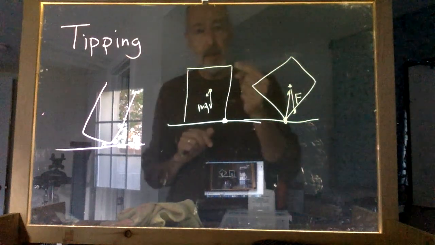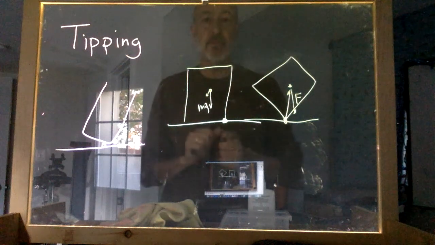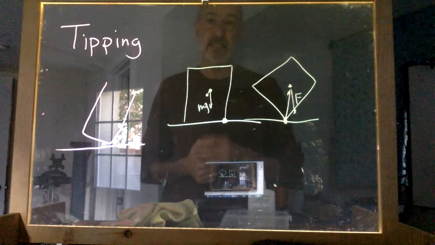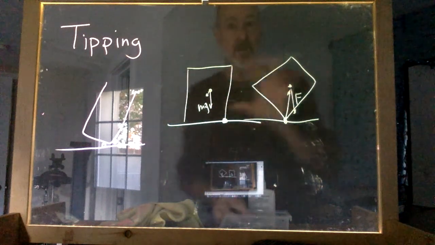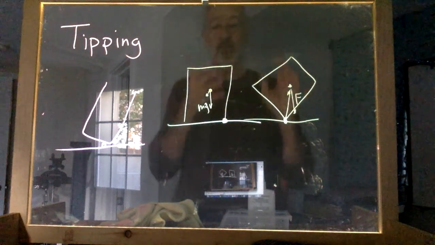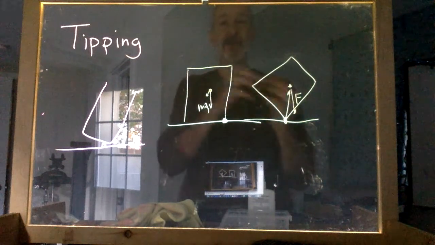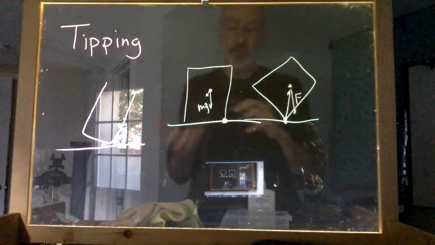So if the torque makes it go back towards its normal position, we say it's stable. If the torque makes it go outside, we say it's unstable. It's a lot more technical than that, but that's basically how torque makes things tip over.